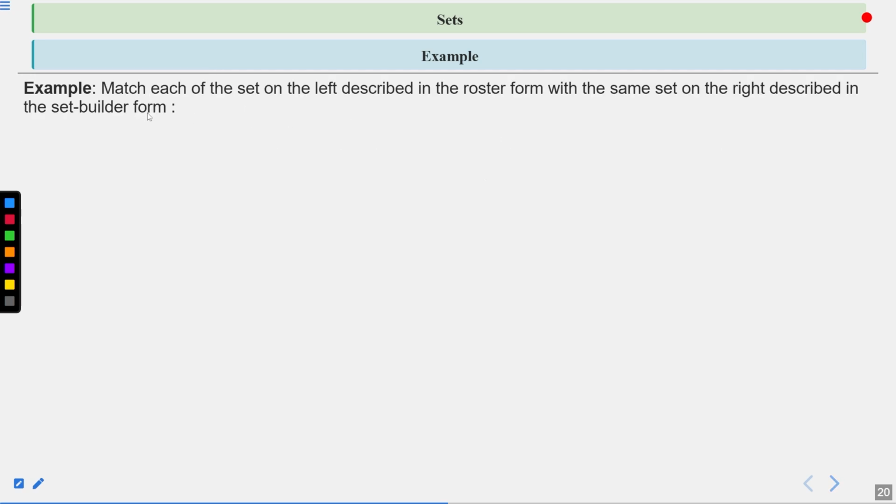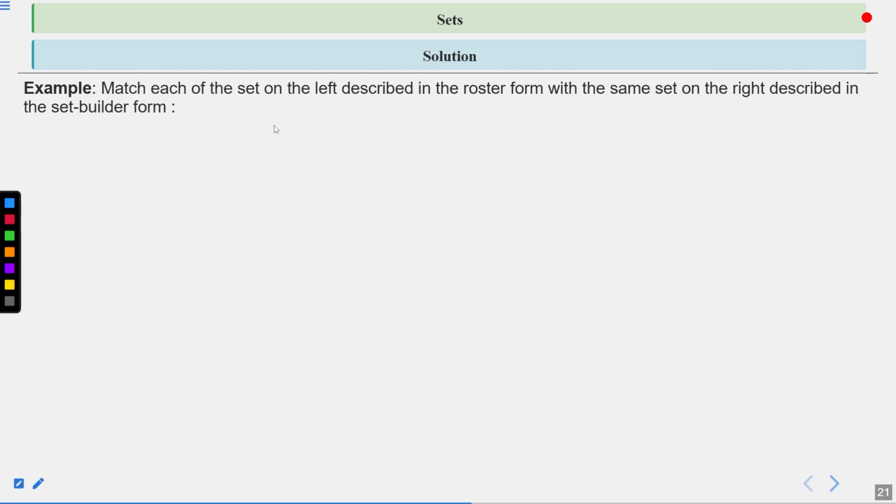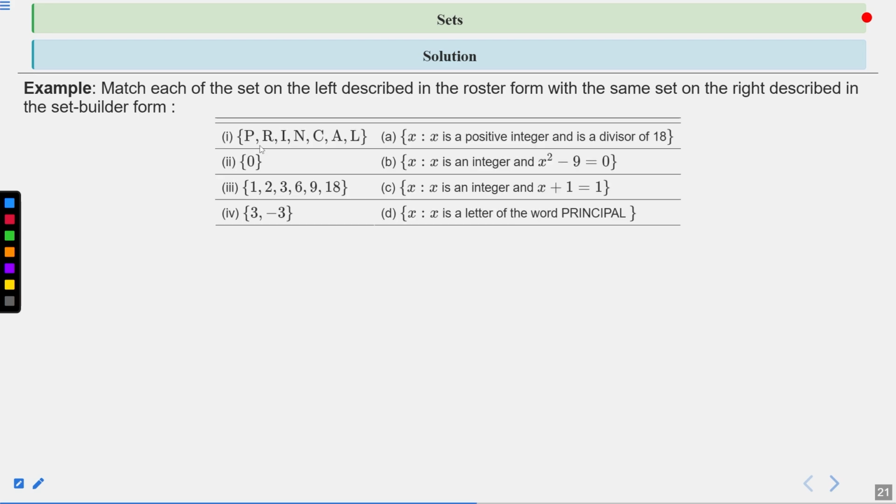Now example, so you'll have a table in which you have to match the corresponding elements to the correctly described set builder form. So at left you are given roster form, at right you are given set builder form. So match the correct ones. Simple. Now let's see the solution. Very simple. This table is given to you.